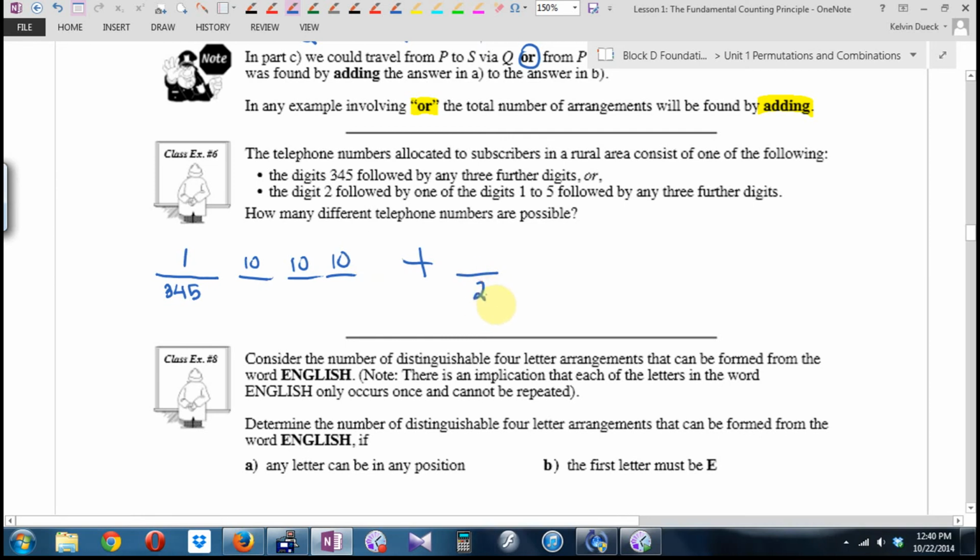Or the digit 2, do I have to have a 2 there? Yeah? How many choices do I have for the 2? So leave it 1. Followed by one of the digits from 1 to 5. How many choices do I have for that blank then? 5. Followed by any 3 further digits.